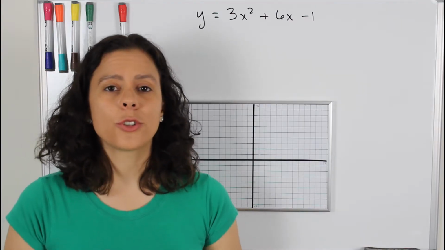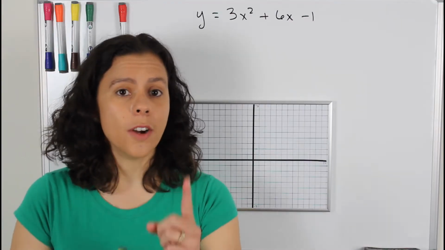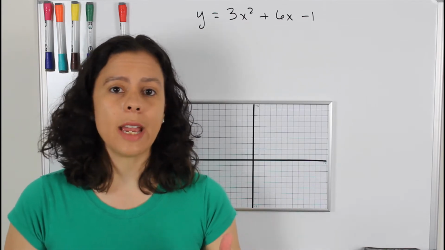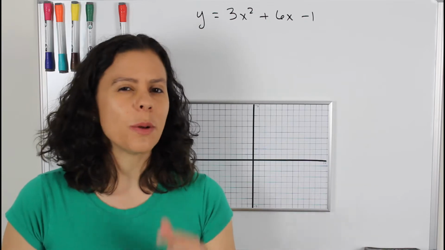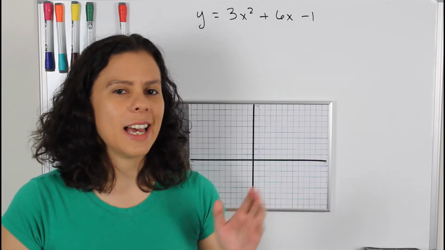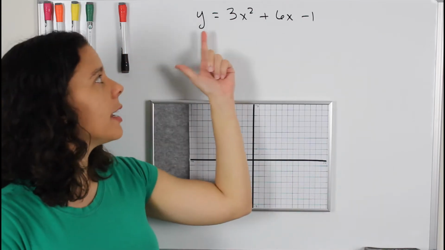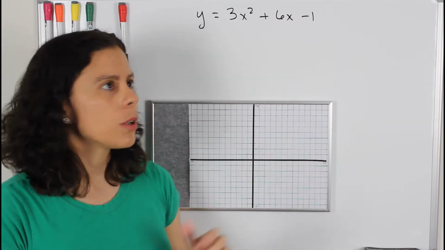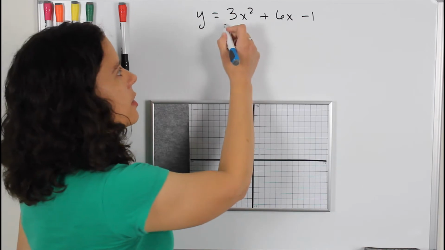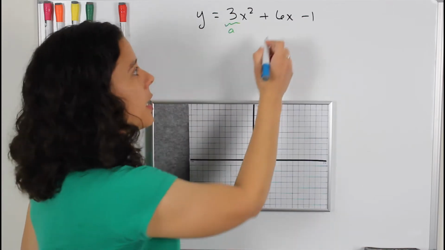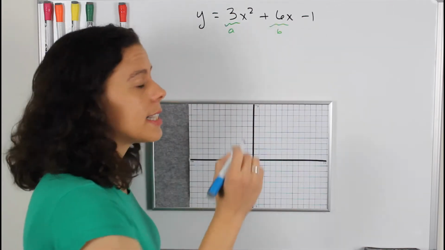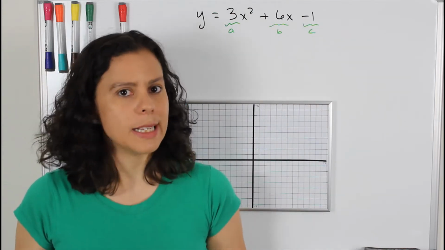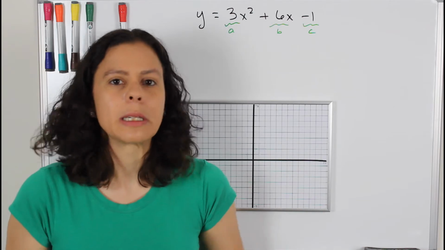The first thing I'm going to show you in this video is how to find the vertex. And in order to find the vertex, we first have to identify what is a, what is b, and what is c. You probably have heard that before, right? That the standard form is y equals ax squared plus bx plus c. Well, here we have them. The a is 3, the b is 6, and the c is -1. Be very careful with them pesky negatives because they will ruin everything.